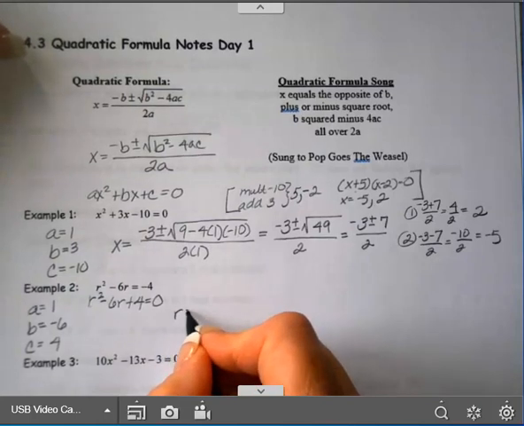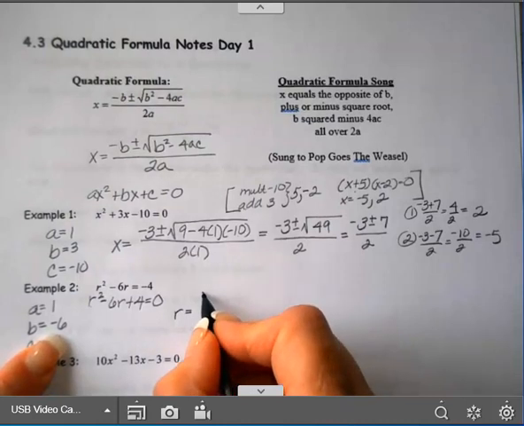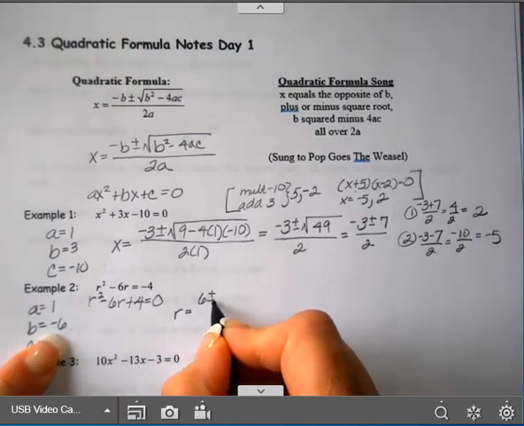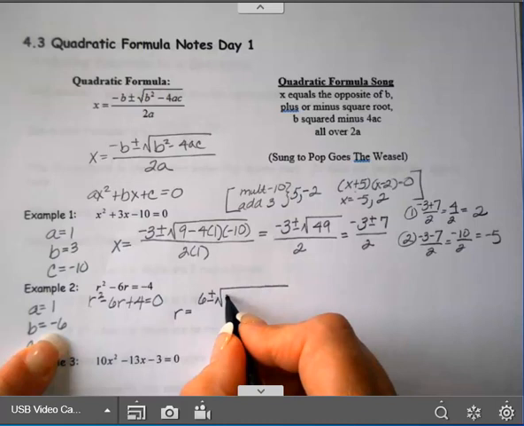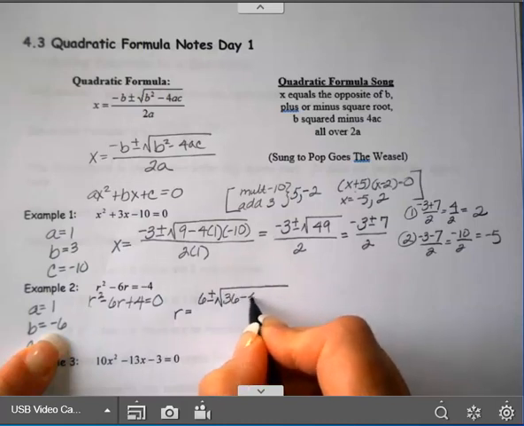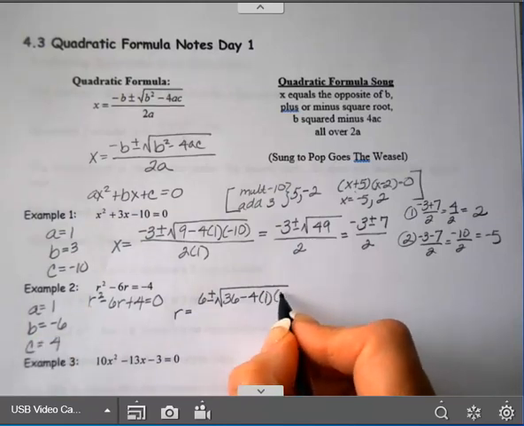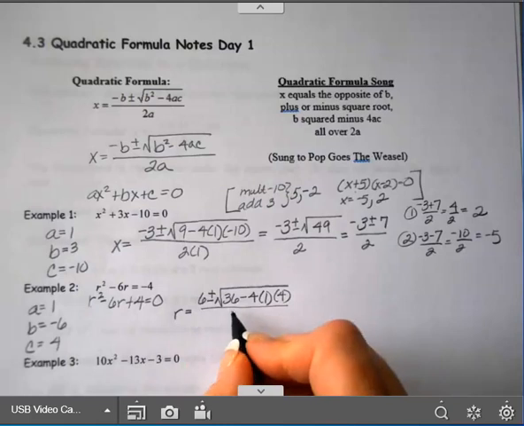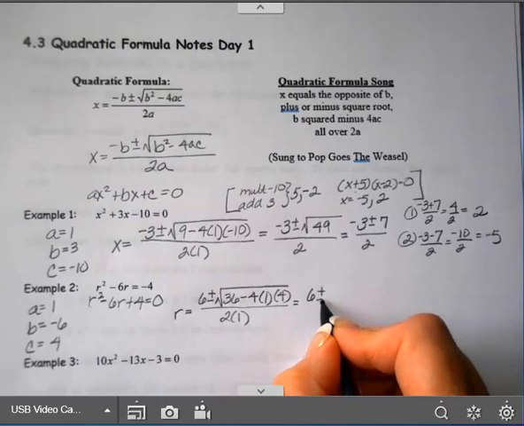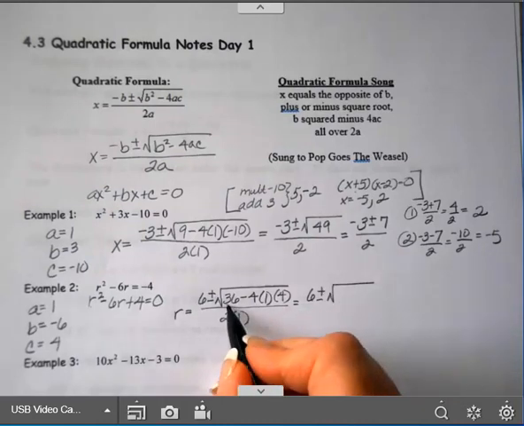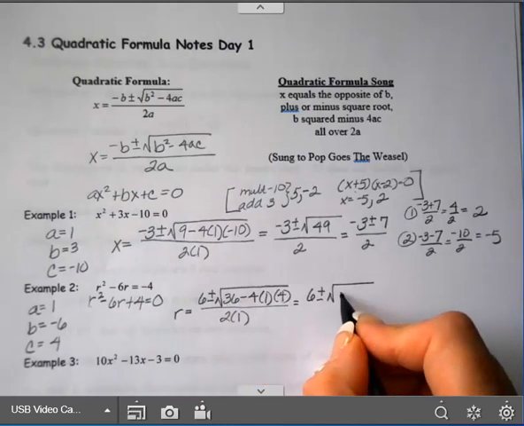So we'll have r equals the opposite of b. This time b is negative, so this will be the opposite of b, which is 6, plus or minus the square root. When you square negative 6, you get positive 36. Then it's minus 4 times a times c, all over 2 times 1. This is 6 plus or minus. Go ahead and do 36 minus 4 times 1 times 4. That'll give you 20.